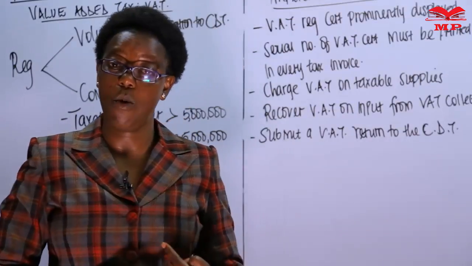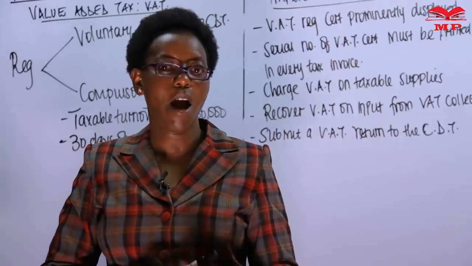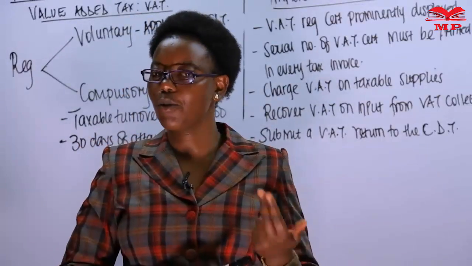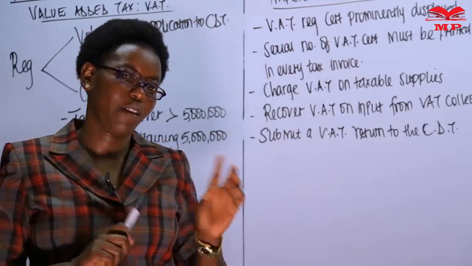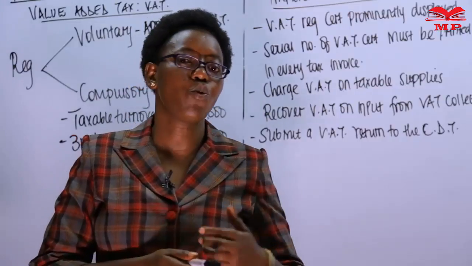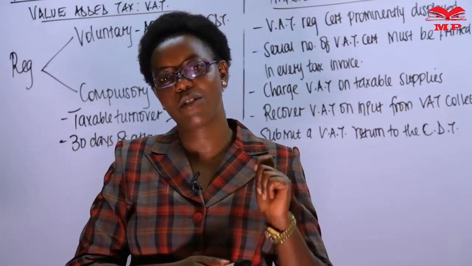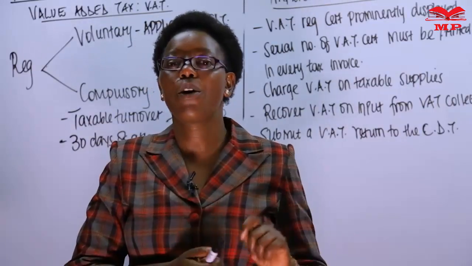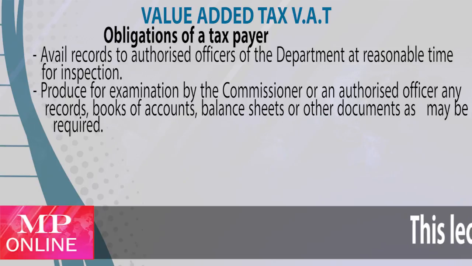And these may be required retrogressively. So it does not have to be for the month that you are on. Remember I said you're supposed to keep those records for at least 5 years. So at any time within 5 years, the commissioner can send his officers to your premises, and the expectation is that you already have those records in place and you are going to produce them. Failure to do that, again, is an offense.